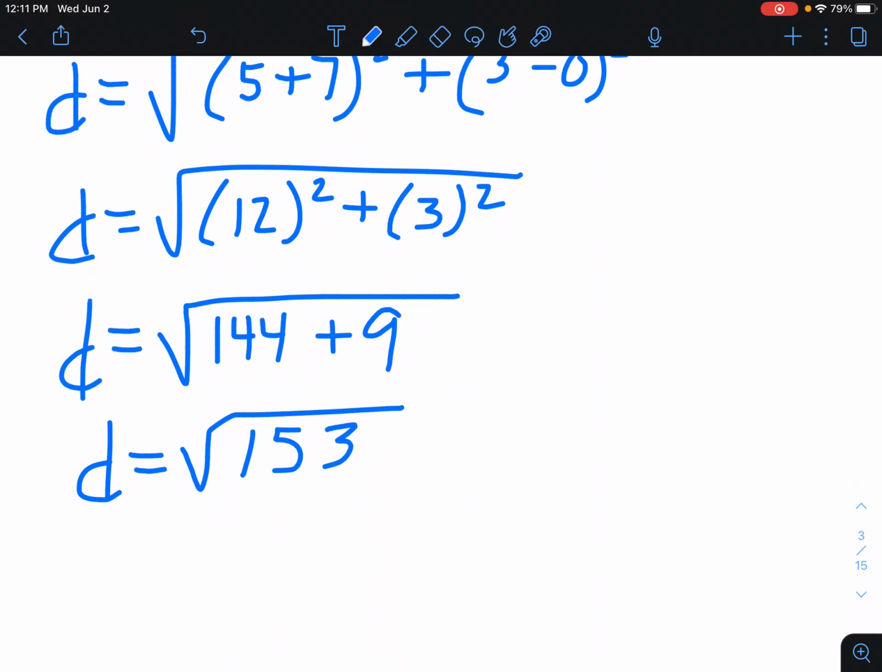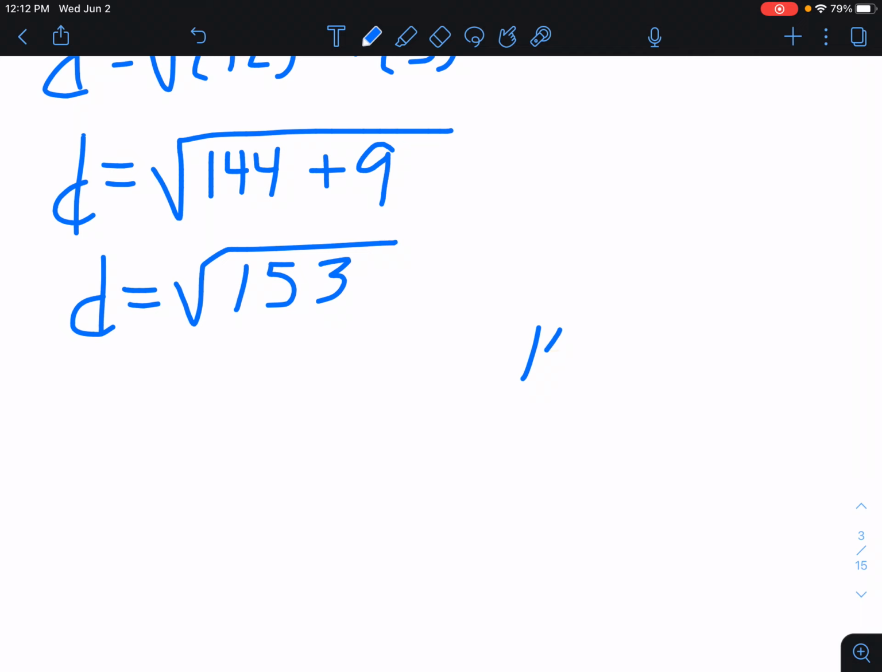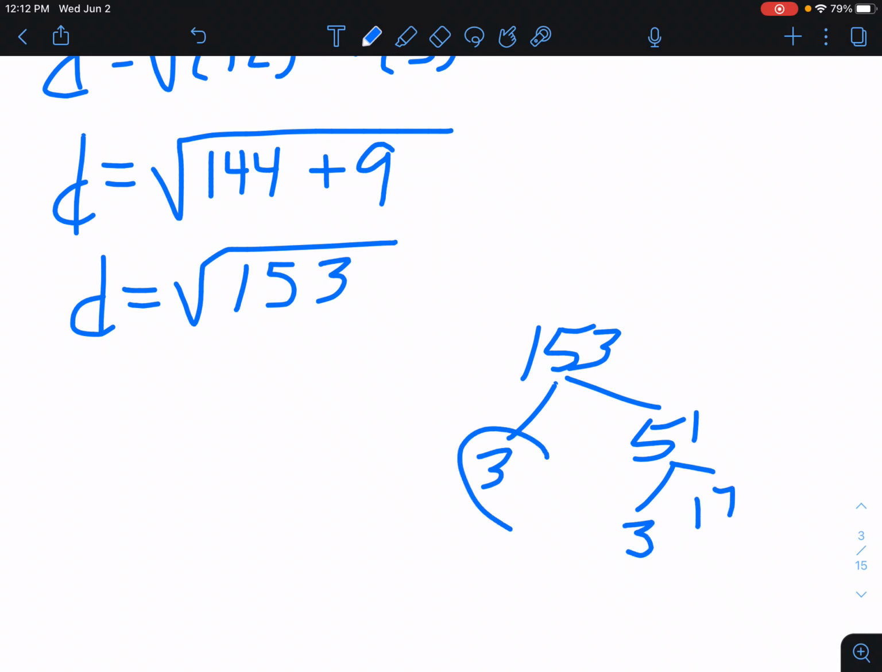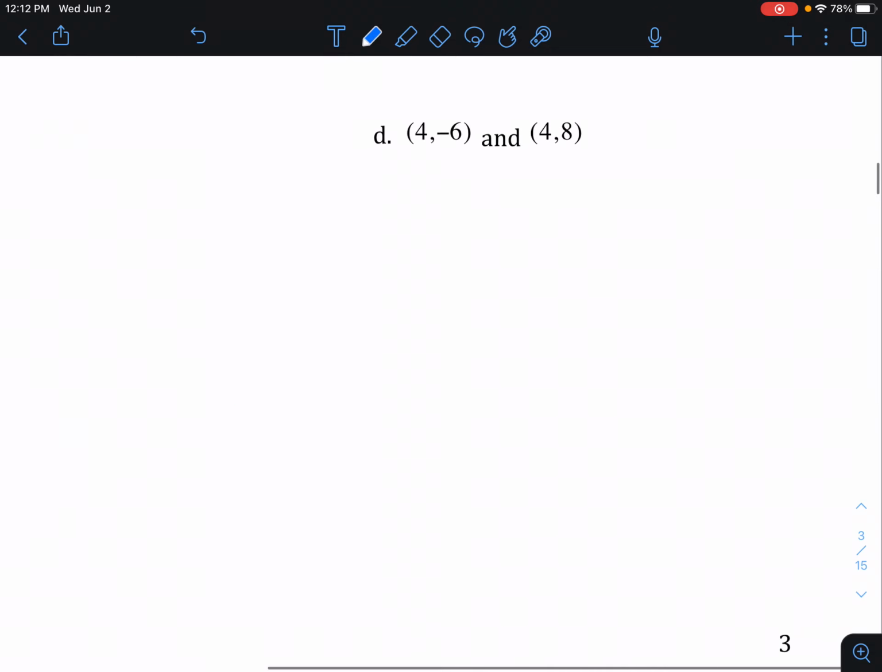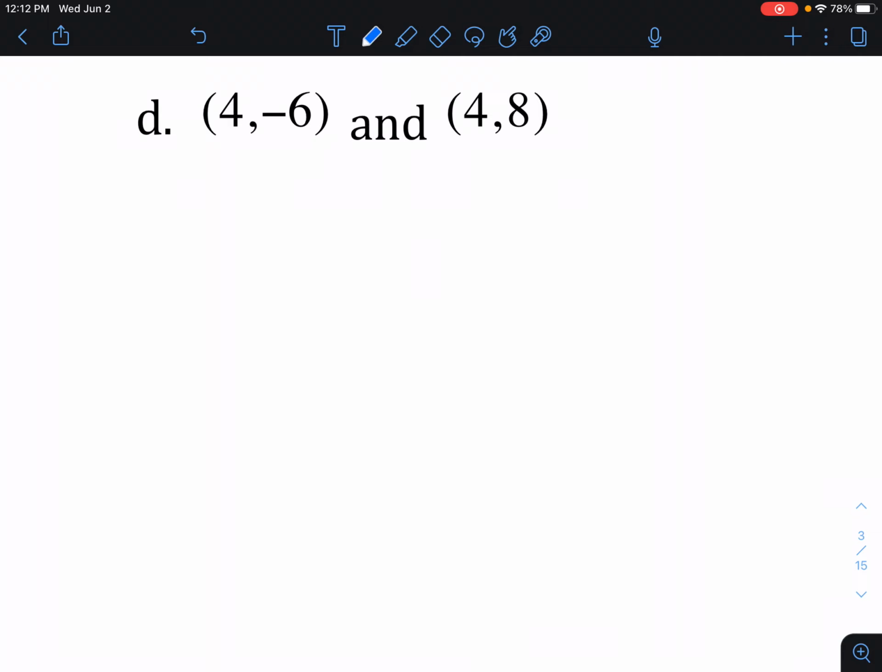All right, I am going to try to see if I can break down this radical here using prime numbers. This does divide by 3 to get 51. 51 divides into 3 and 17. So we do have a 2 of a kind here. So 3 comes out. So it'll be 3 times the square root of 17. I'm cool with you leaving it as 3 root 17, or if you have a decimal form, it'll probably be 12 point something. Not probably, it will be 12 point something.